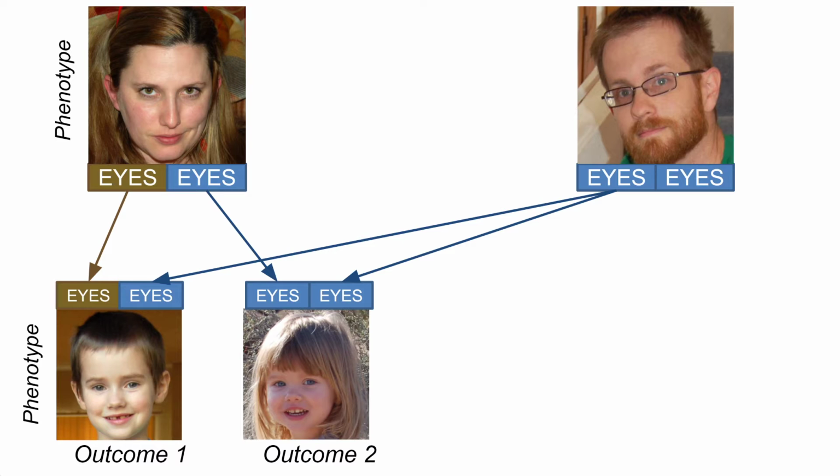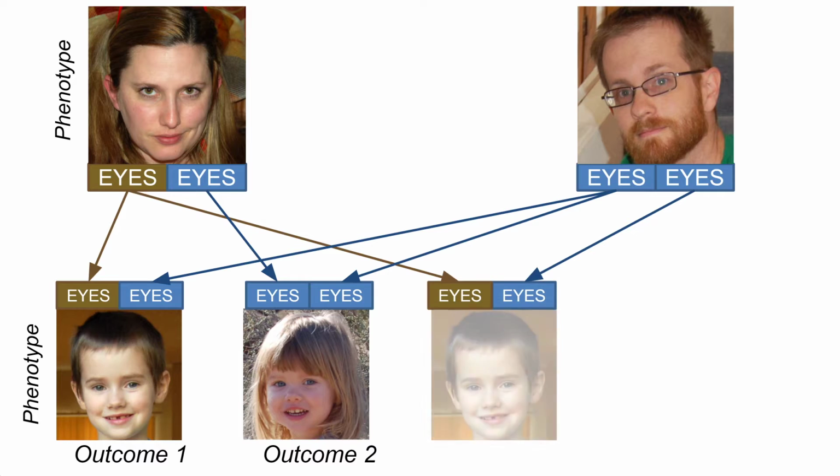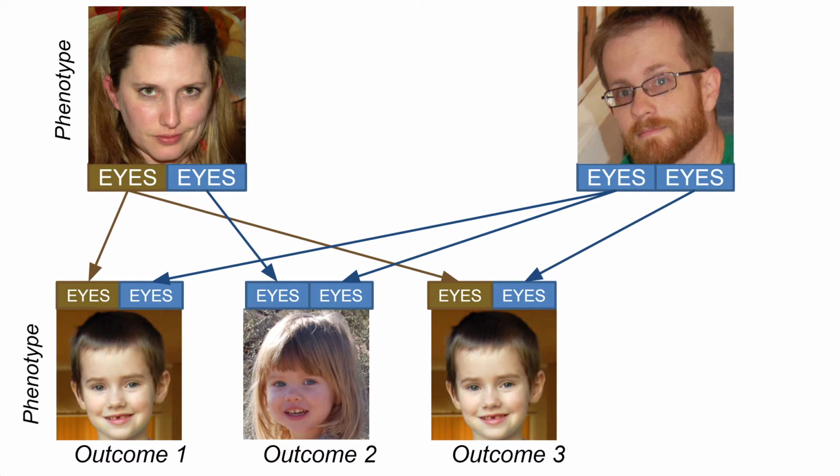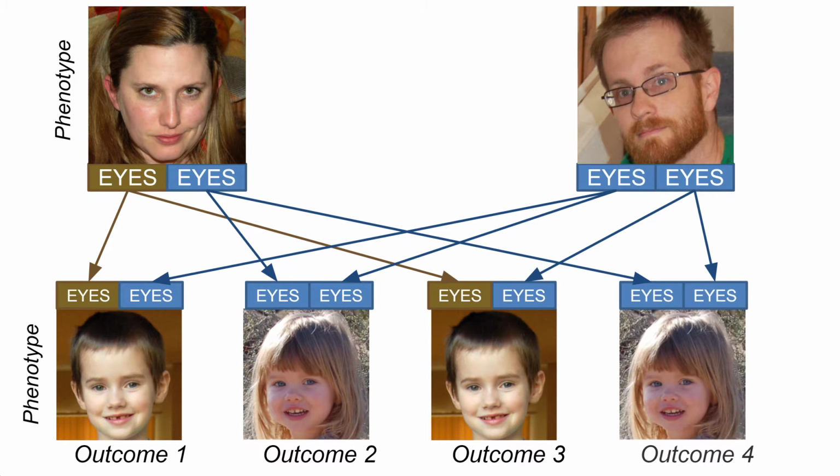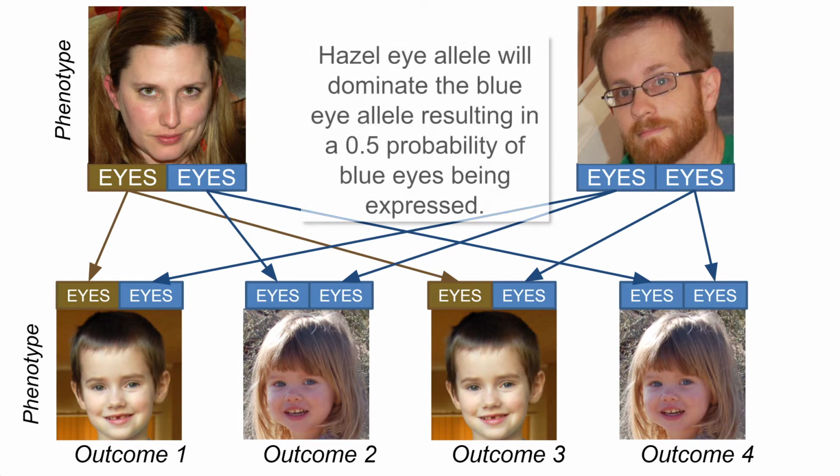If you take a look at this, you can see that there are 2 other possible combinations. In outcome 1, we have trait 1 from the mother, trait 1 from the father. Outcome 2 is trait 2 from the mother and 1 from the father. So then 3 would logically be 1 from the mother and 2 from the father, and then outcome 4 would be 2 and 2. So in this particular case, there's a 50-50 chance. There's a probability of 0.5 of one of our children being born with blue eyes.